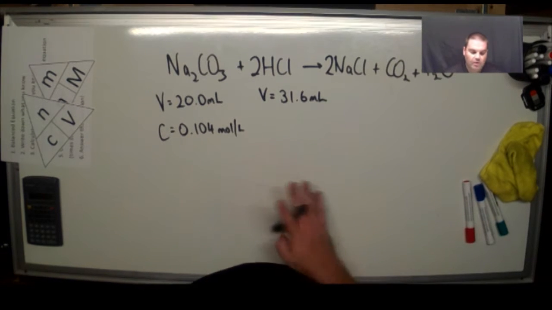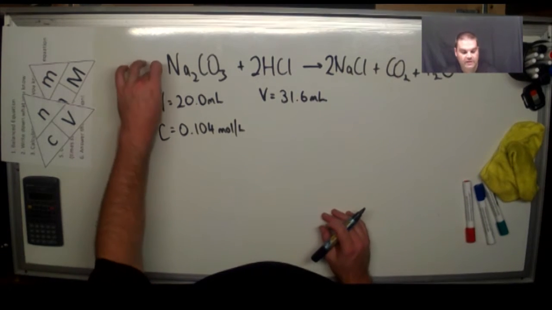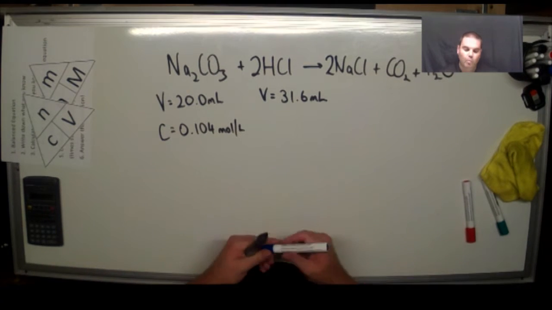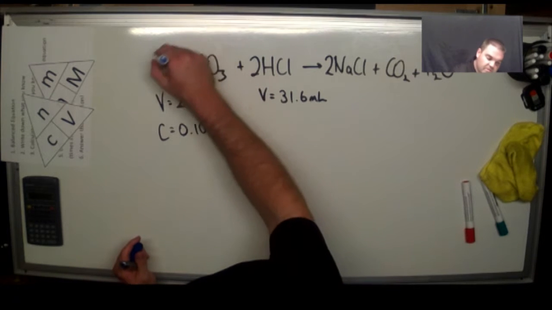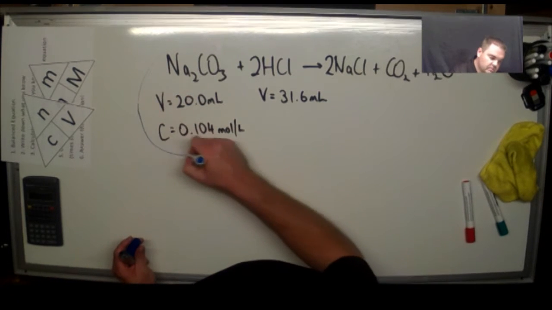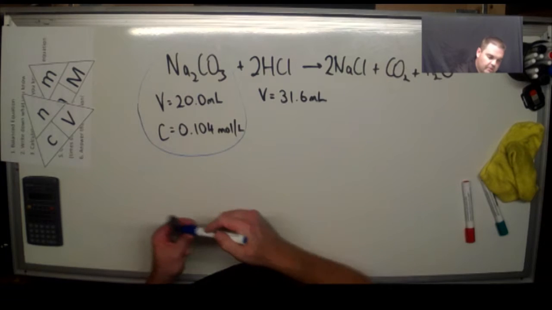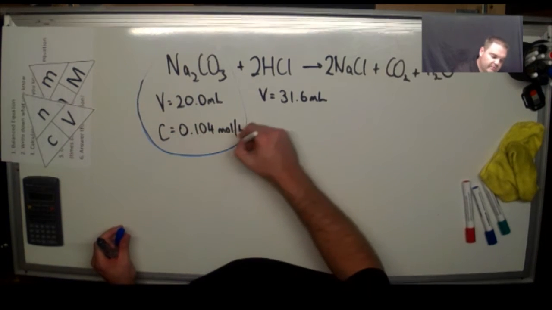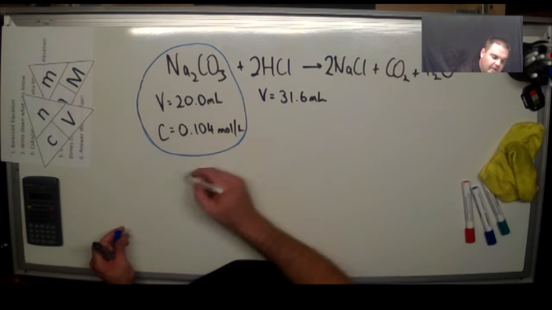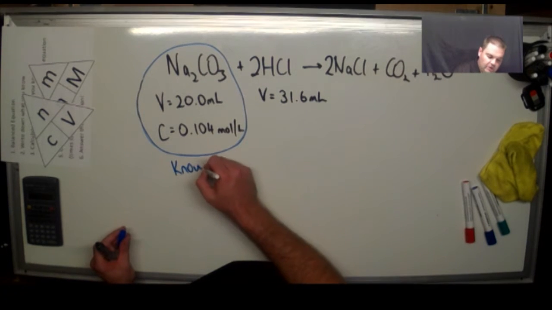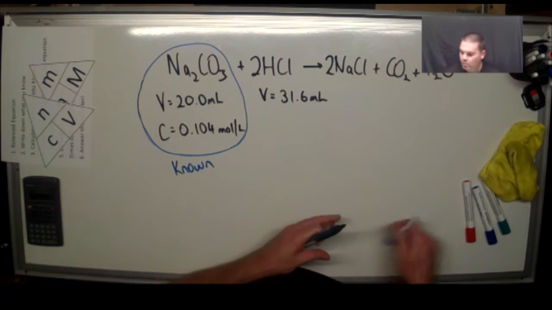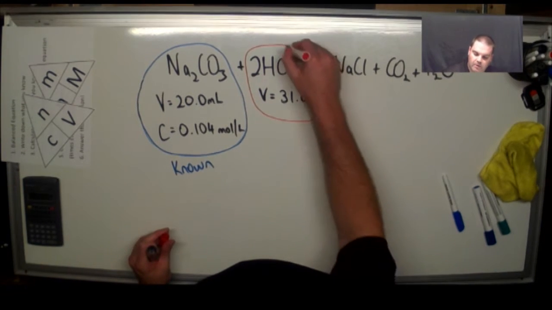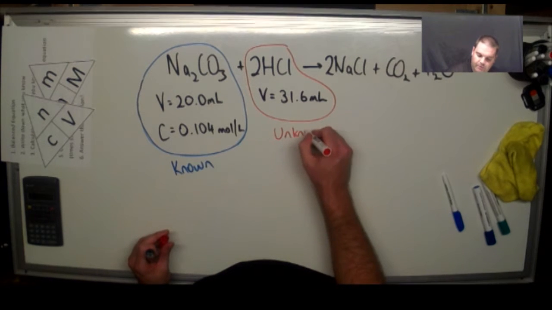All right. So what we've got here is 2 values for our sodium carbonate, 1 value for our hydrochloric acid. So what you can do is work out that this one we have 2 values for. Okay, if you have 2 values, that makes it our known. What we have here is only 1 value. All right, that is our unknown.